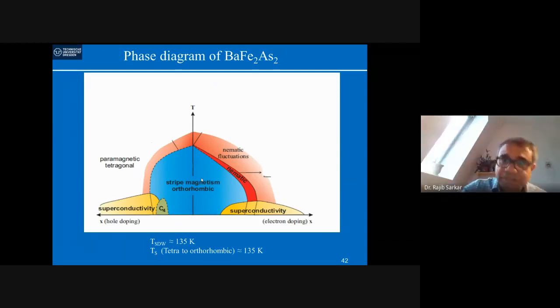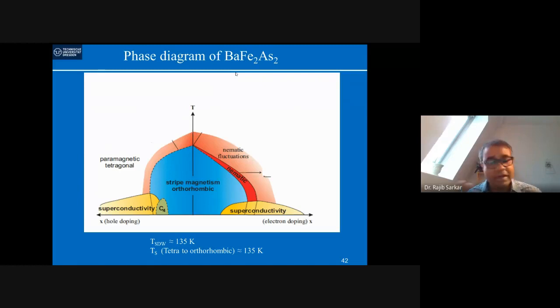So in this whole branch of iron-based pnictide superconductors, the parent compound, barium iron two arsenic two, is one of the best studied parent compounds. Why? The reasons are the following. If you take the parent compound BaFe2As2, it has a spin density wave antiferromagnetic ordering at 135 Kelvin. In addition to that, at exactly the same temperature, 135 Kelvin, there is a tetragonal to orthorhombic phase transition. That is the structural phase transition.